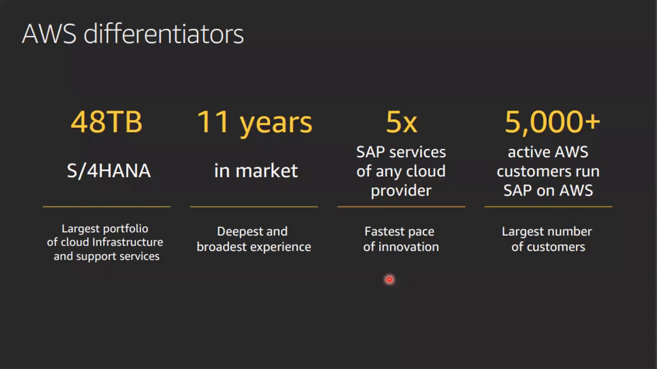This is based on customer feedback. Customers gave the feedback to AWS that they need services for SAP backup, so they came up with the SAP backint agent. And there are 5,000 plus active AWS customers who are running SAP on AWS. So we are not reinventing the wheel here. We can make use of those case studies, we can make use of customer experience, and we can plan our migrations, or plan our greenfield deployment accordingly, right?